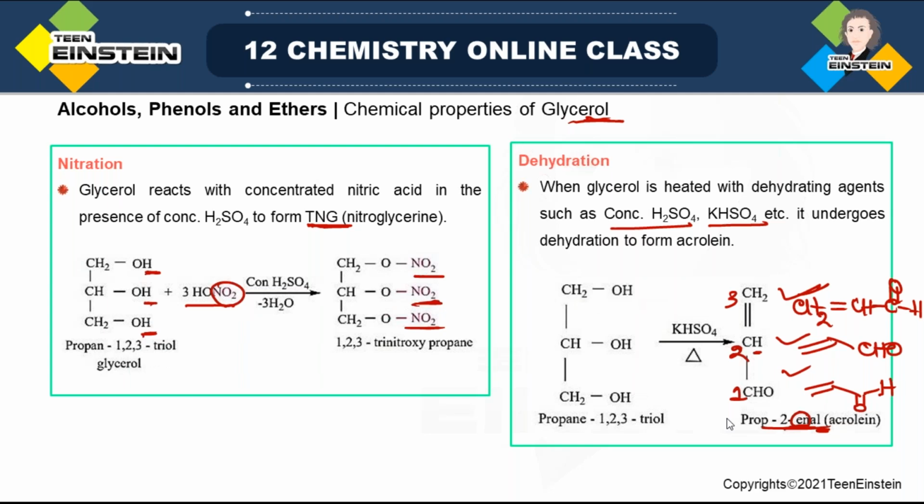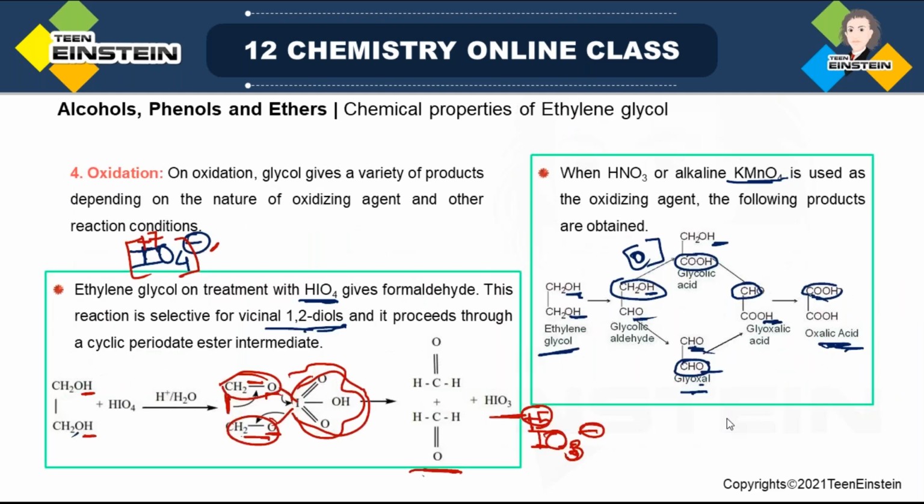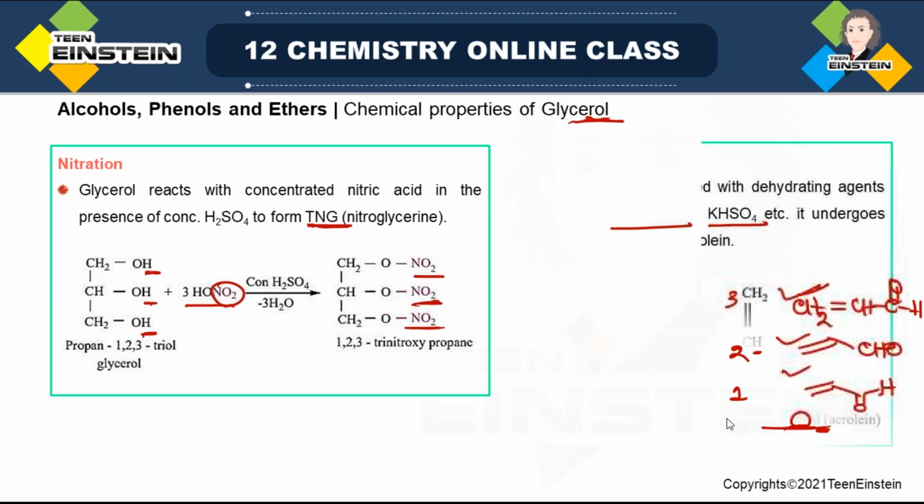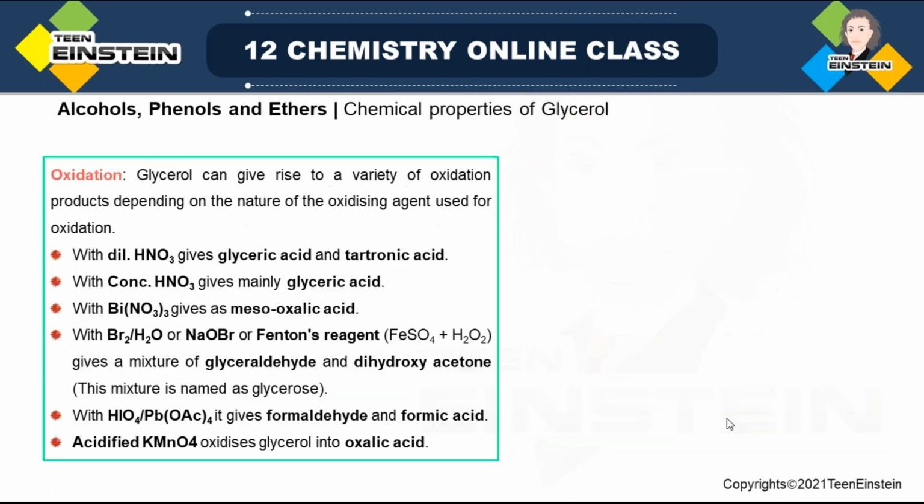Oxidation. So we have seen nitration, dehydration. Here also you have seen some oxidation, but this is for ethylene glycol. And with this slide, ethylene glycol is finished. After that, we have started glycerol. First reaction, nitration. After the dehydration, now the third one is oxidation.